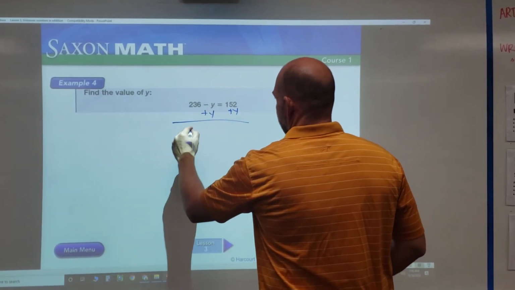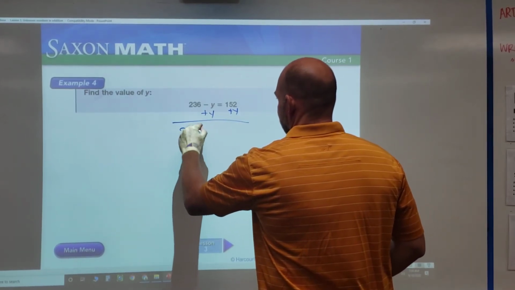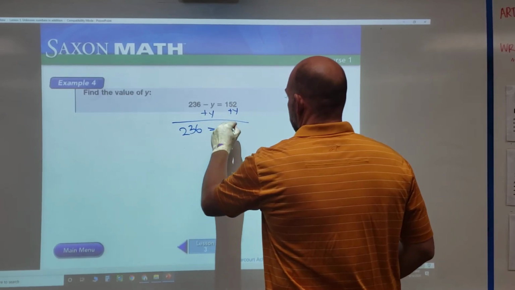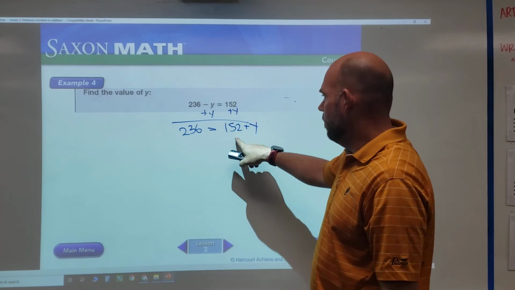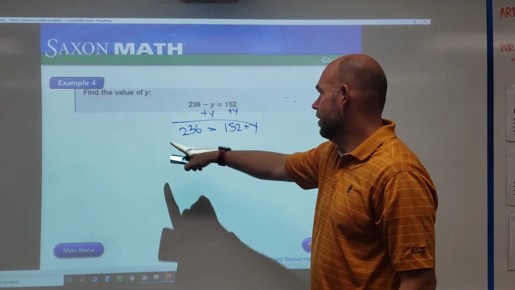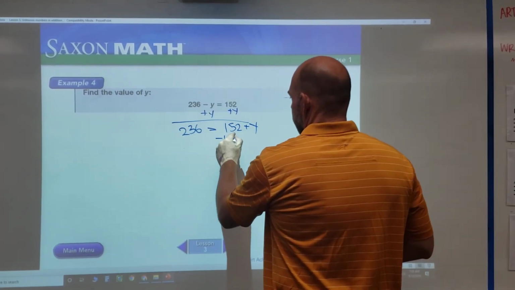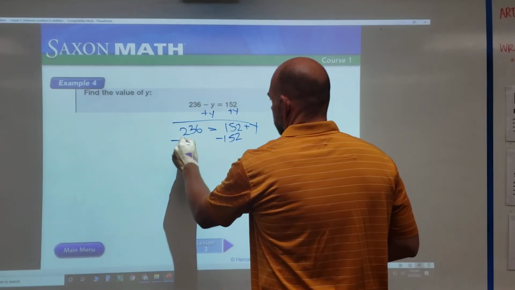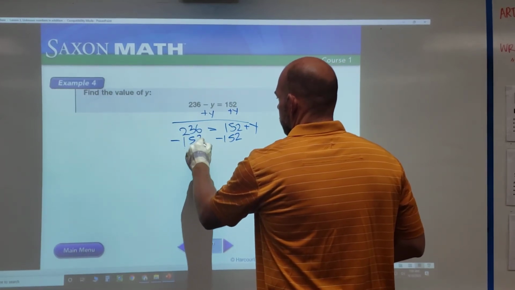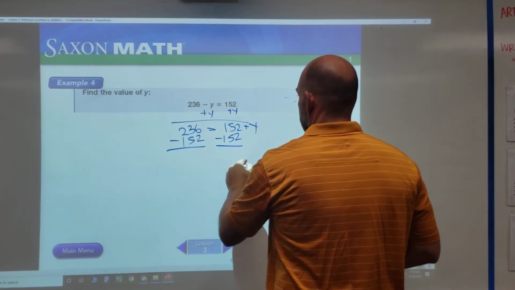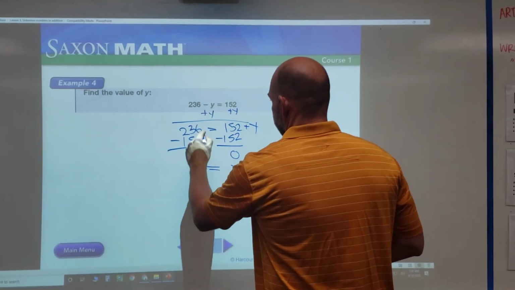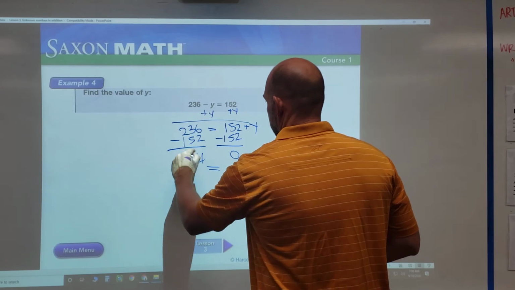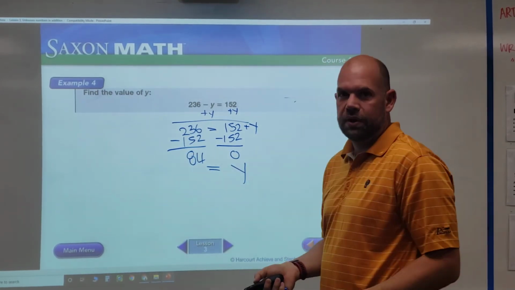And now I have 236 equals 152 plus y. Now I have to get rid of that 152, so I'm actually going to move that over there by subtracting from both sides of the equation. And that gives me y over here equals 84. So we get the same result.